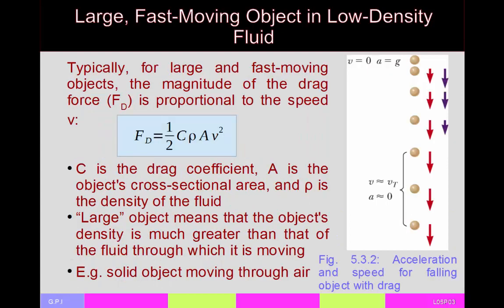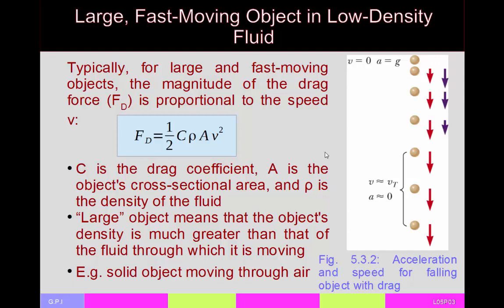There's two types of drag forces that I want to look at today, and the first of these two is basically applicable to large, fast-moving objects that are passing through a relatively low-density fluid. The typical function that goes with such a drag force is that the drag force is half of some drag coefficient times the density of the fluid times the cross-sectional area of the object times the object's speed squared, where this speed is with respect to the fluid.